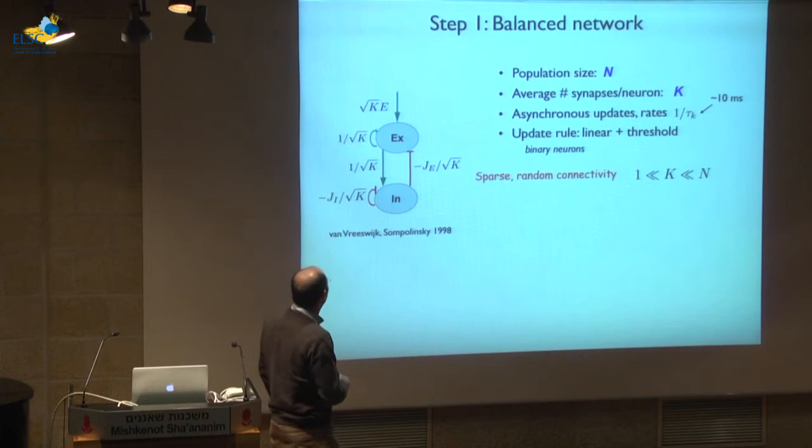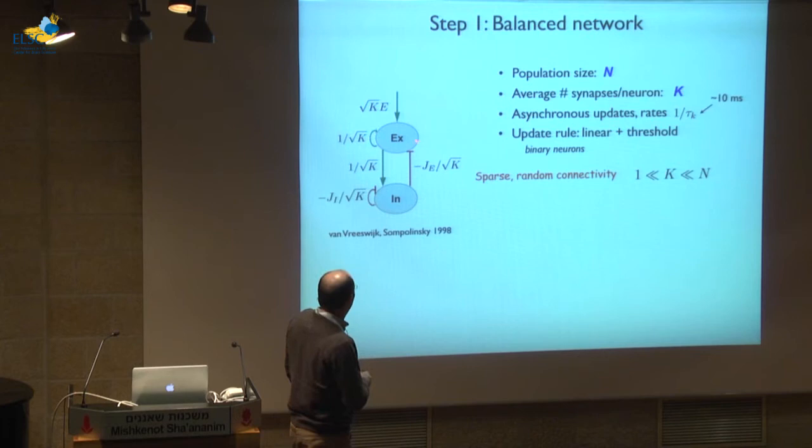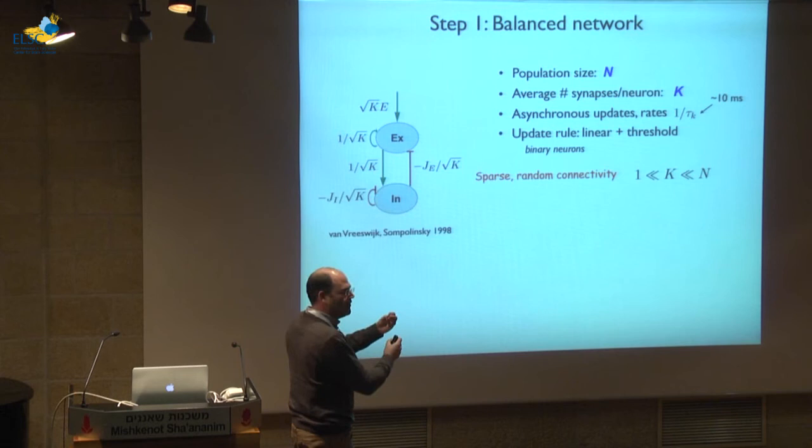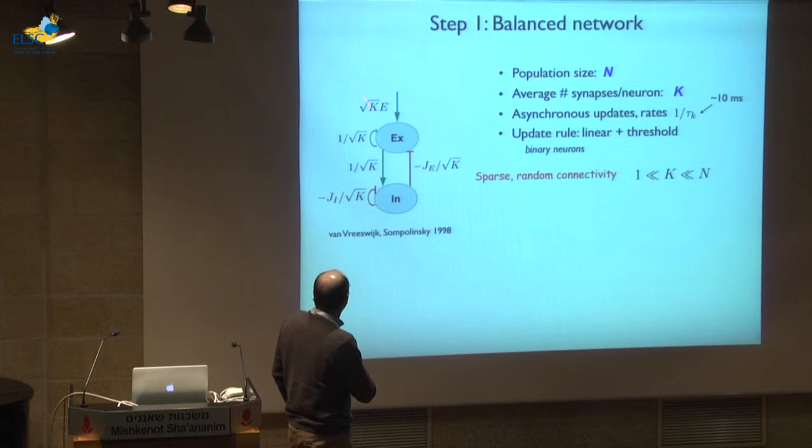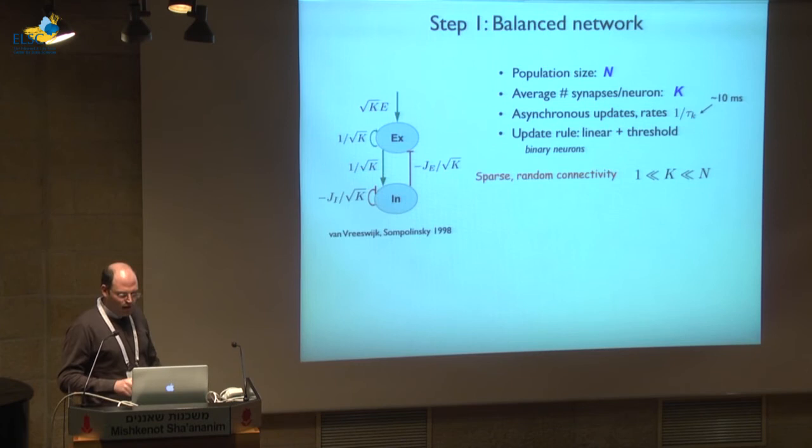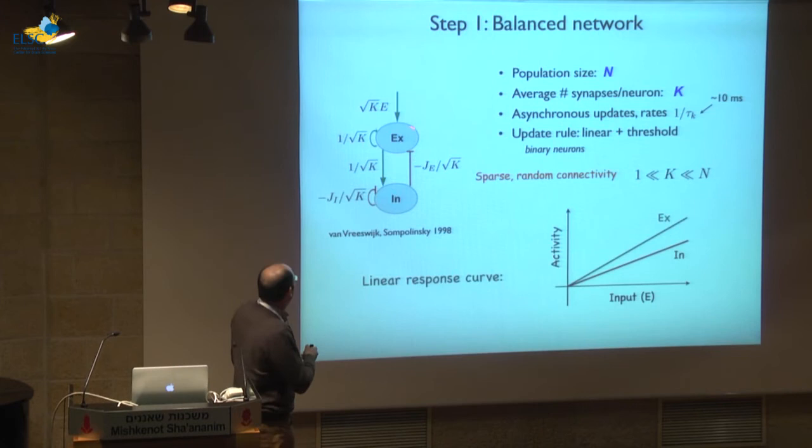And roughly speaking, what happens in this network is that, naively, the strength of the input to each neuron is large, because it's k synapses times 1 over square root of k. But these networks dynamically go into a state where, to leading order in k, the inputs to each neuron are zero. So they go into a state where the excitation and inhibition balance themselves to leading order in k. The neurons fire with Poisson-like statistics, and because the input to leading order in k is zero, the inputs sum up linearly. This is very important to us.